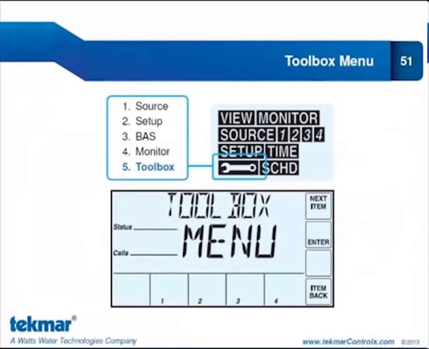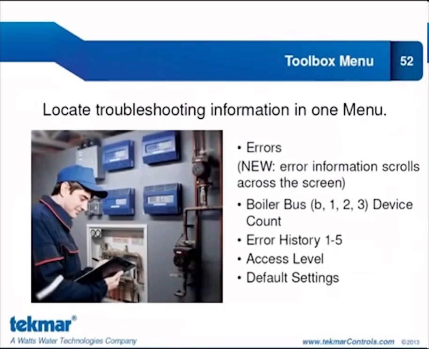Some of you may be familiar with the toolbox menu found in some of the newer Tecmar products. The 284 also features a toolbox menu, which is a great place to start your troubleshooting should you need any. You can access all your troubleshooting information in this one toolbox menu. So this is where you'll see any errors that exist on the system. And what's new to the 284 is that an error message will scroll across the screen.